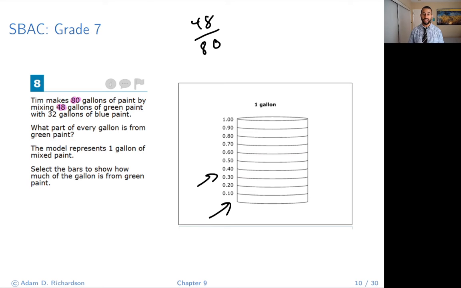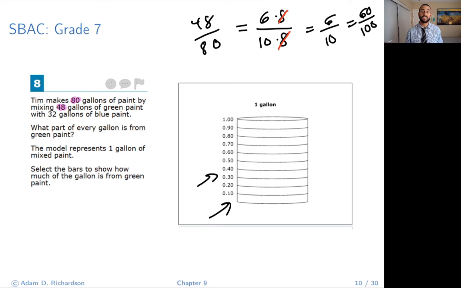they both have a factor of 8. Let me rewrite this like so. This is 6 times 8 over 10 times 8, right? What is 80? 80 is 10 times 8, and 48 is 6 times 8. And now that we've explored cancellation and what that really means, we know that we can cancel these, and we're going to get the answer 6/10. Well, what is 6/10? 6/10 is the same thing as 60 hundredths, or 60% if you would like. But that's just the same as 0.6.